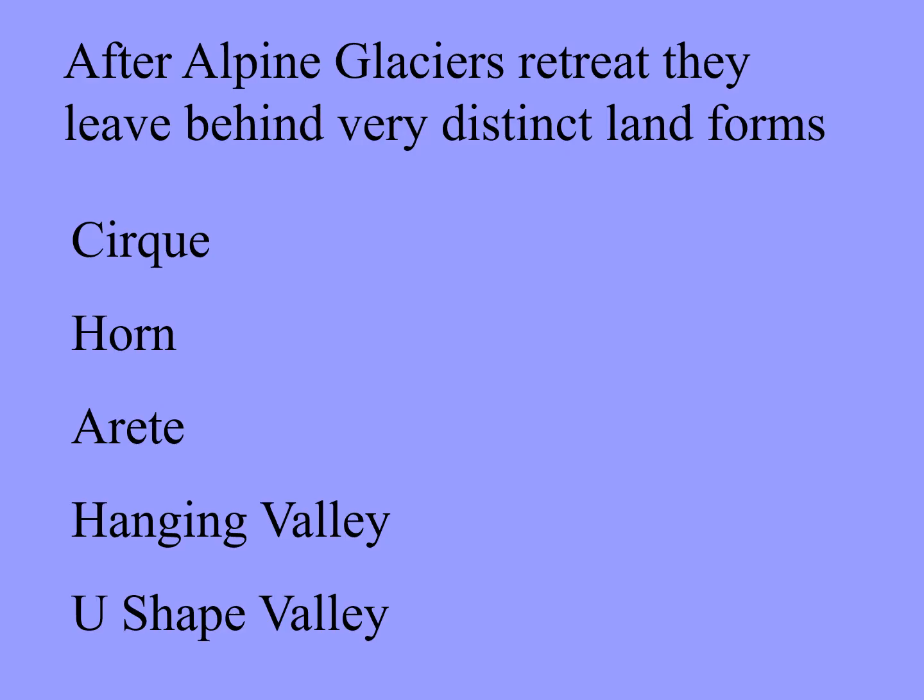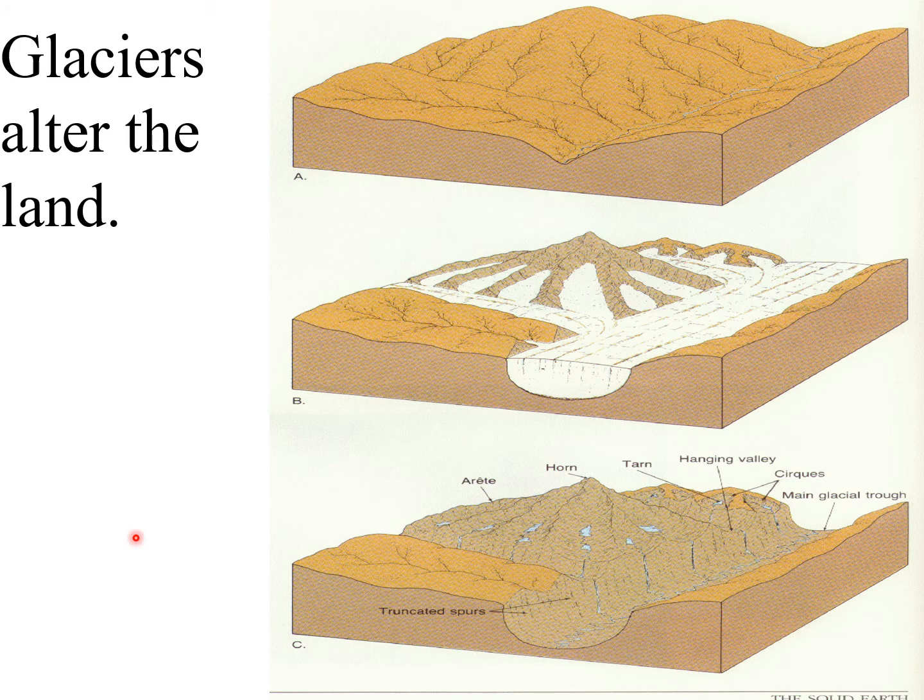So after alpine glaciers retreat, they leave behind some very distinct landforms. These cirques, horns, arêtes, hanging valleys, and of course the standard U-shaped valleys. So if this was the land before a glacier and this is the land during a glacier, now notice what happens to all these valleys. 2 glaciers in adjoining valleys are going to sharpen the land between them, forming a knife edge ridge called an arête.